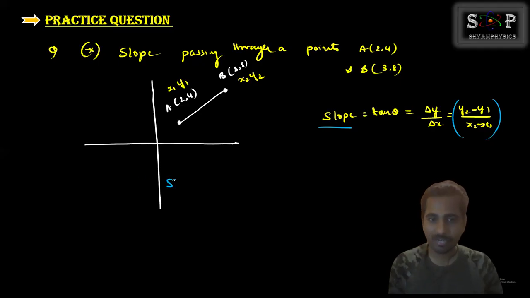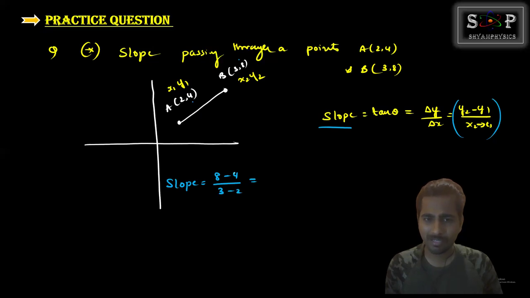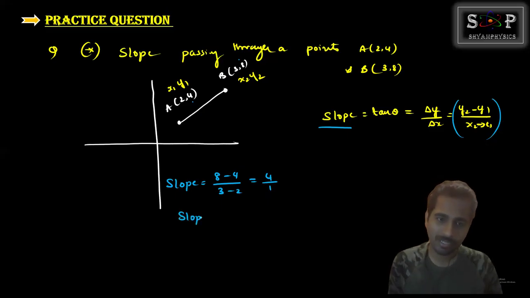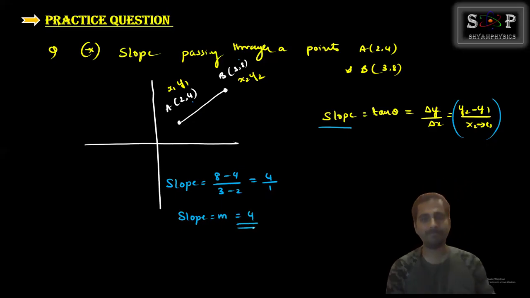Simple, right? Now we can write slope is equal to y2 minus y1. y2 is 8, y1 is 4. So we can write 8 minus 4 divided by x2 minus x1, 3 minus 2. So the answer will be 8 minus 4, that is 4 by 1. So slope, which is m, is equal to 4. Correct?